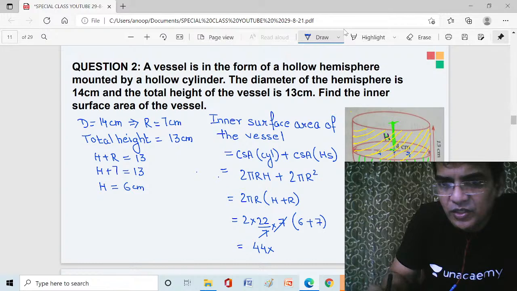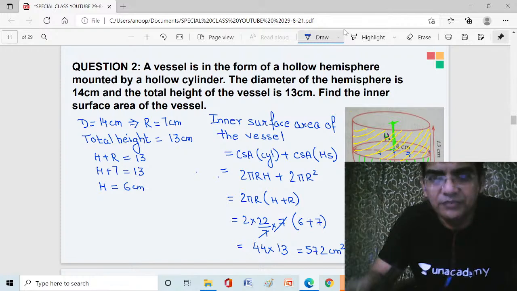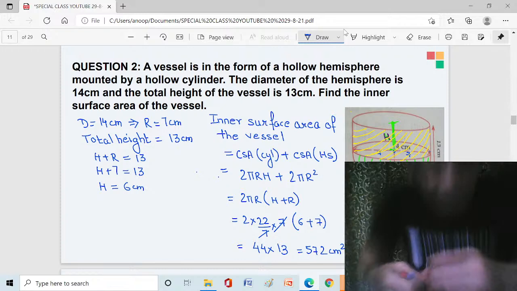So the curved surface area of the vessel, the total vessel, will be 572. So this is clear to you. Now let's move on to the next one. Let's see what we have in the next one.